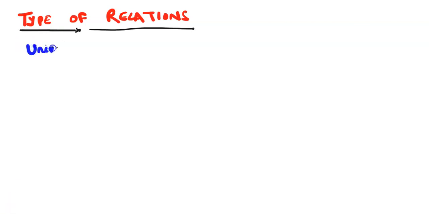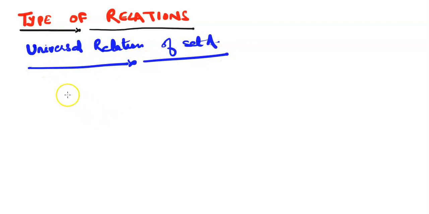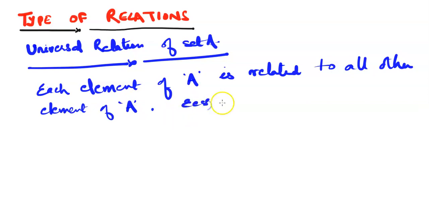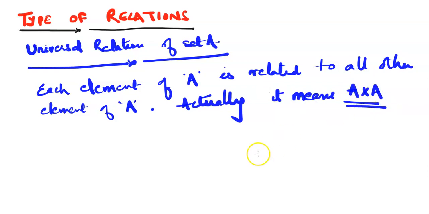Next we talk about the universal relation of set A. Basically, if every element of A is related to every other element of A, each element of A is related to all other elements of A. Essentially, it means A cross A, all Cartesian product.